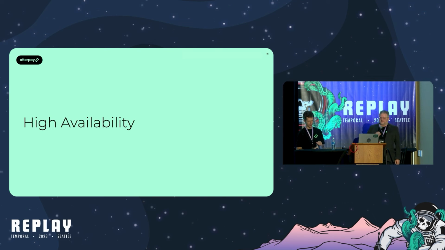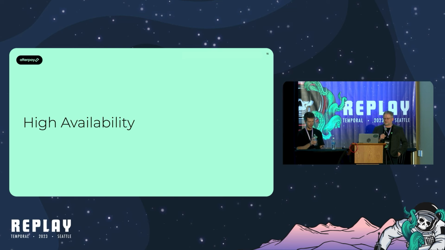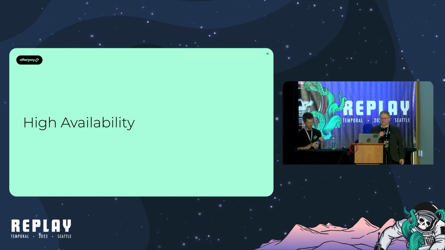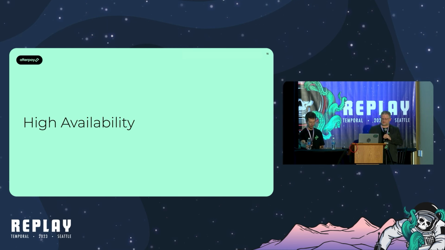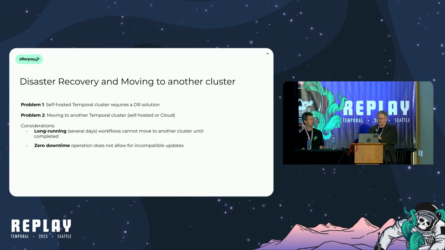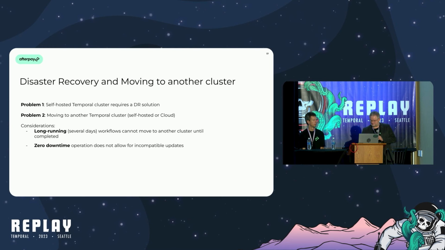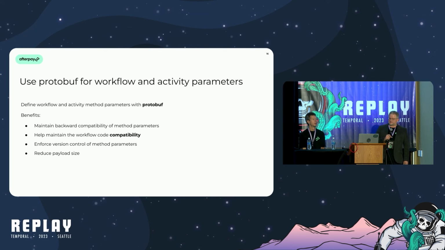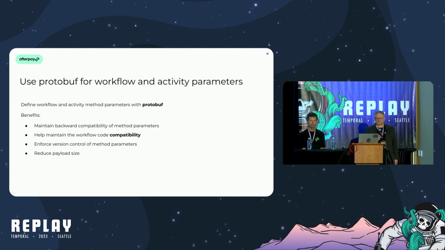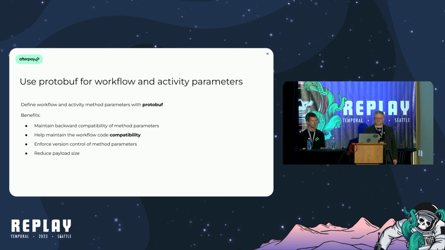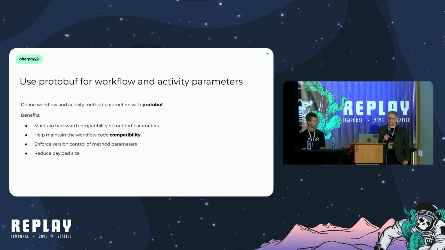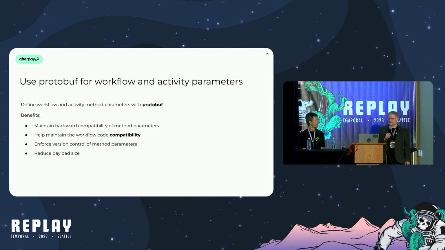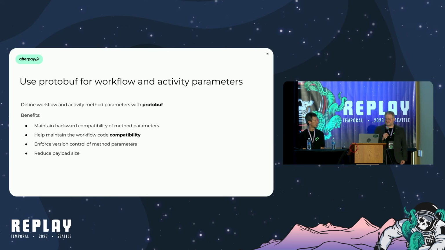I'd like to share a couple of features that helped us with high availability. These features do not guarantee high availability, but they are very helpful in the long run. First one is Protobuf. Temporal uses Protobuf in the gRPC API, and it works well for them. We decided to use Protobuf in all our workflow activity and method parameters.